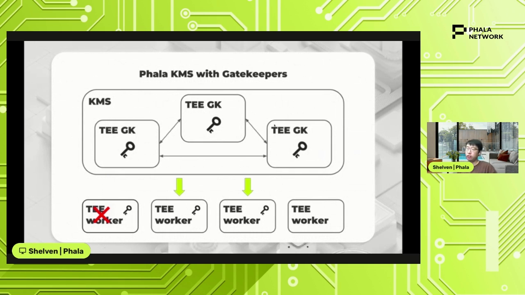In this case, even if some TEE workers are down, the KMS, since it knows all the keys, can still find replacement TEE workers and share the keys to them so they can keep the execution going. And since the keys are duplicated across all the TEE gatekeepers, as long as there is at least one alive TEE gatekeeper, the whole network is safe. It can still distribute these keys to the workers as needed.